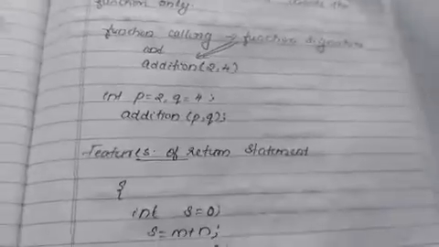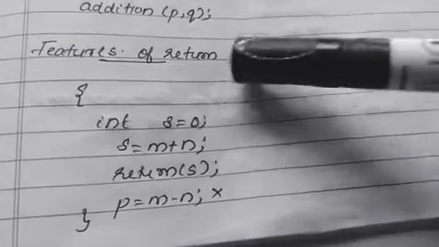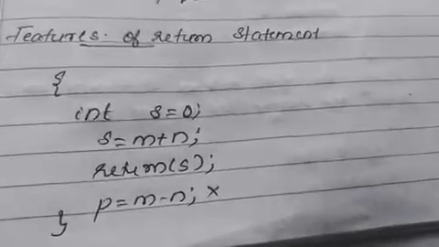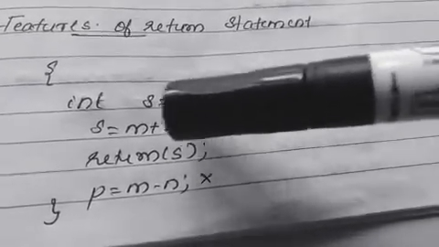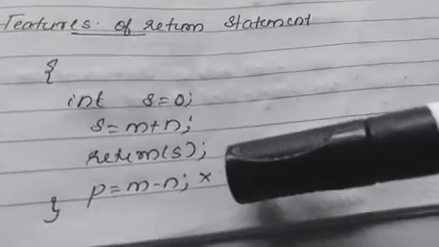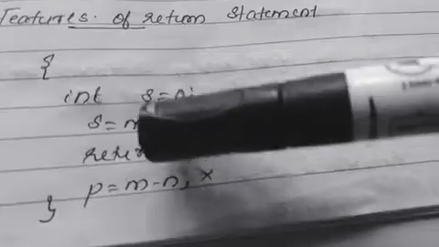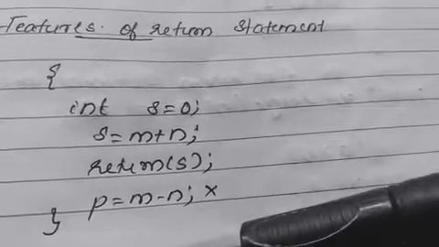Next we will study the different features of the return statement. Here I didn't write the function declaration; just consider a function, and inside the function we have declared a set of statements: int s = 0, s = m + n, return s, then p = m - n. After the return statement we have written p = m - n. This is wrong.